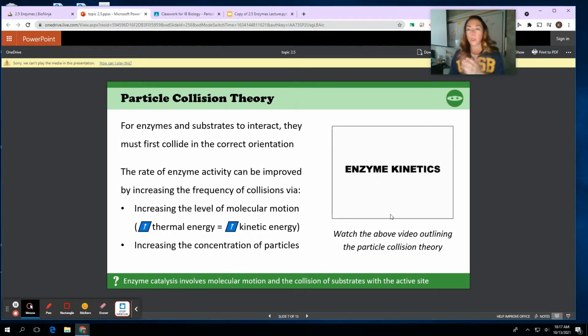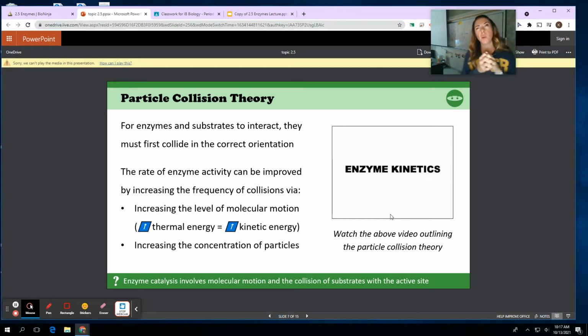Okay. So another theory, right? Particle collision theory. So how does that work? You can think about these little substrates that are bouncing around. I have my enzymes, right? Without a specific type of magnet or force coming together, the particle collision theory explains how those two things are going to come together.